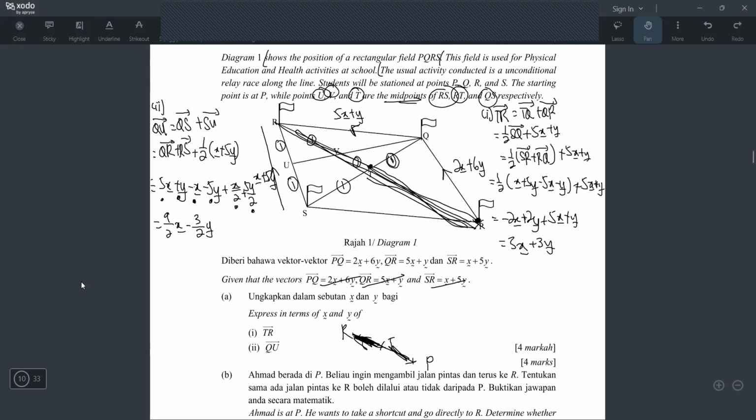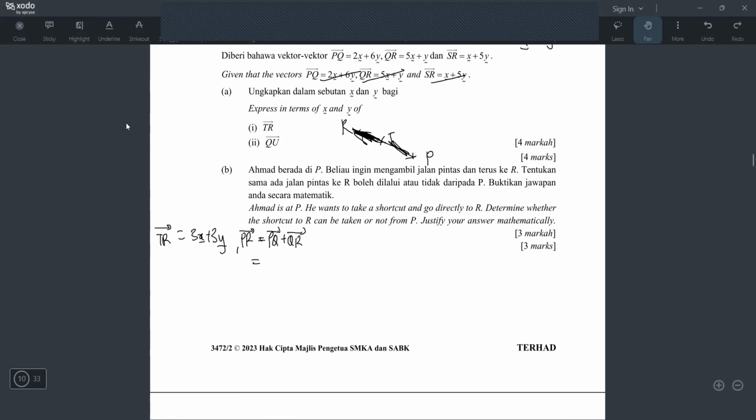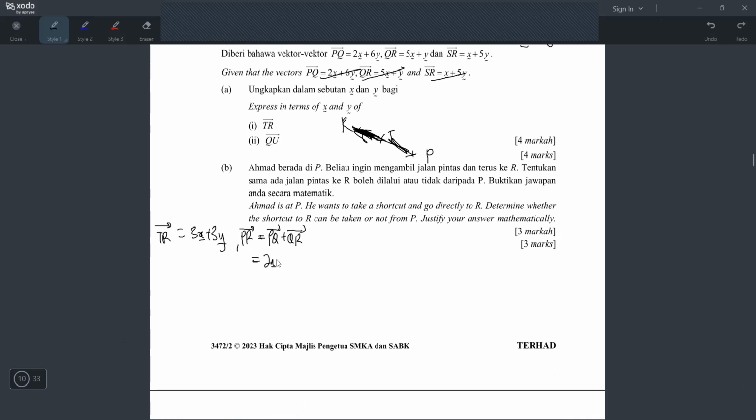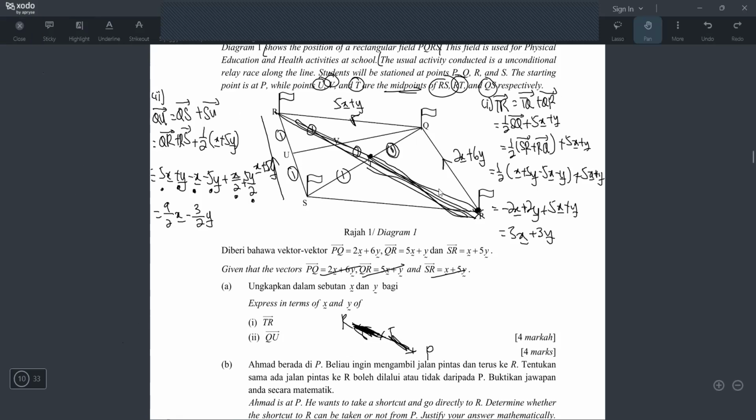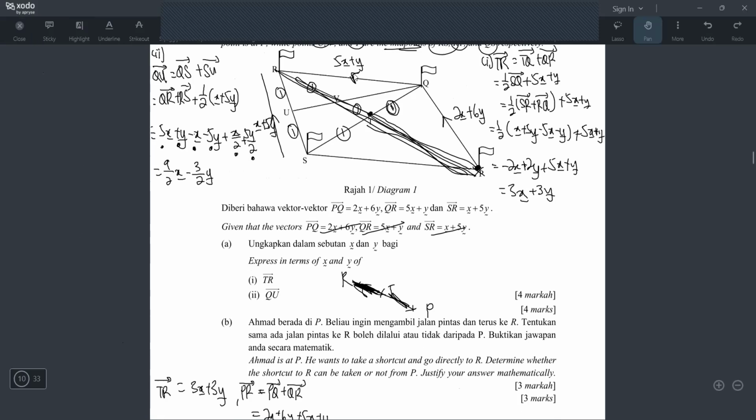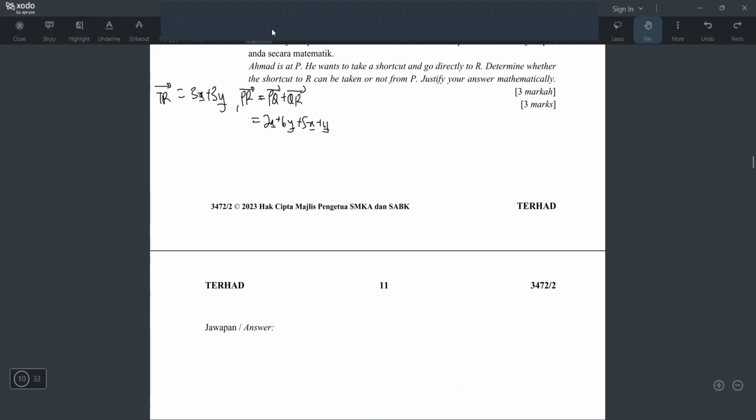So what would be my PQ vector? 2x plus 6y, 5x plus y. So it will be 2x plus 6y plus 5x plus y. Okay, let me just double confirm. 2x plus 6y, yep, the direction is already correct. This one also, the direction is correct. All right, so 2x plus 5x is 7x, 6y plus 1y is 7y. So this will be my vector PR.